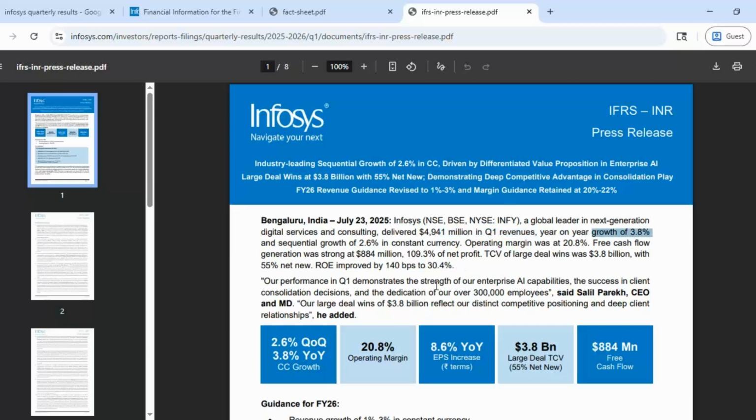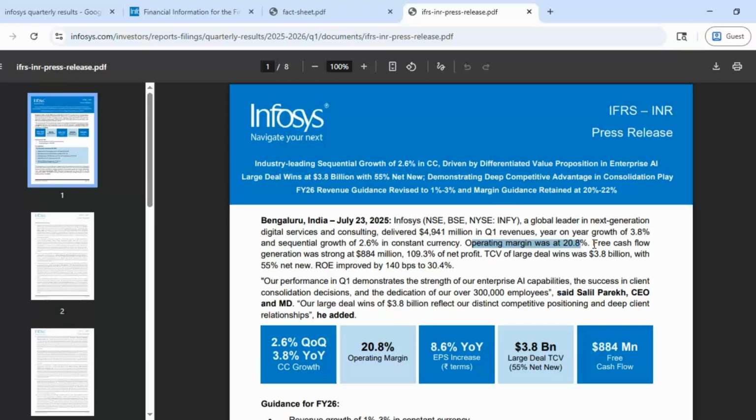So what does it mean? It means that the company is growing, but growing slowly. So what is it for you? That means no aggressive hiring will be there, and salary hikes will be controlled, not much. Now they have mentioned that the operating margin is 20.8%. That means if they are earning 100 rupees, out of that 20 is their profit. So the company is stable, and we don't see any cost cutting in the near future.